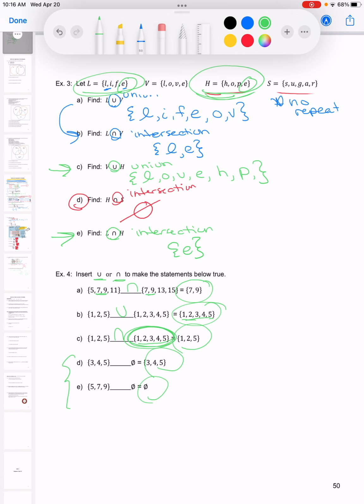For D, we've got everything that was in the first set is in my answer. So it's a union. Remember, unions, we are going to think bigger. For E, my answer is the empty set. It is an intersection. If it had been a union, then it would have had the 5, 7, and 9 in the answer because it would have been everything in the first set. So it doesn't include everything in the first set. It needs to be an intersection.